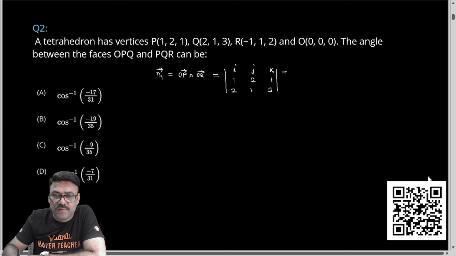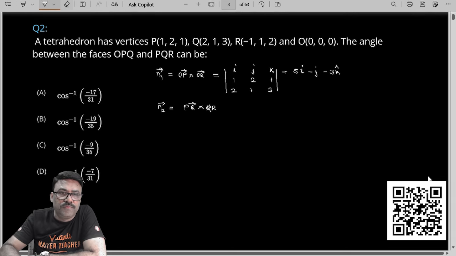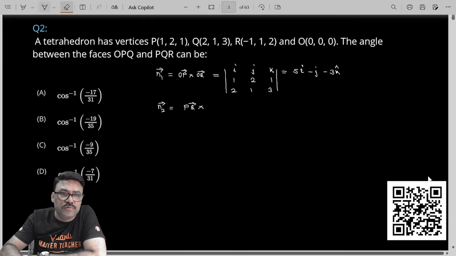If you expand this, you are getting 6 minus 1, 5i. Then you are getting 3 minus 2, minus j. Then you are getting 1 minus 4, minus 3. Let's find the normal to the second plane, N2 vector. Normal to the plane PQR can be written as PQ cross PR. Well, let's write PQ cross QR. PQ cross QR.